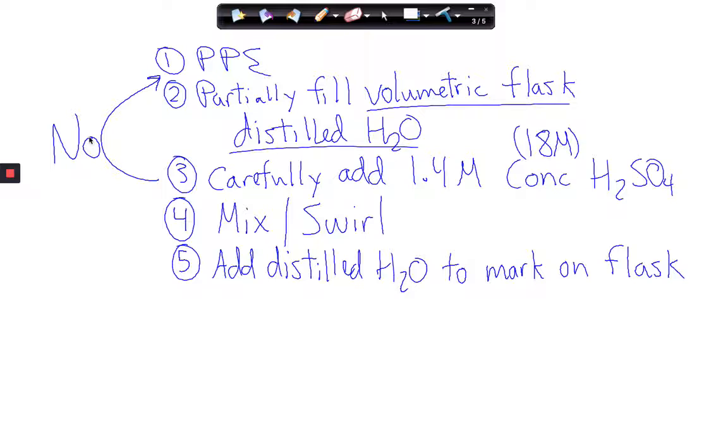Guys, you always add acid to water and not water to acid because the water that's there acts as a heat sink. It absorbs the energy of the reaction, and if it does erupt, most of what's coming out is water and not acid. Do you see the distinction? So guys, you always add acid to water, you never add water to acid. Yeah?